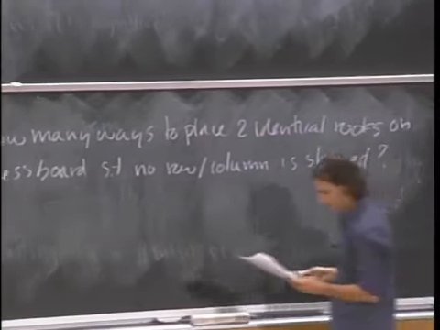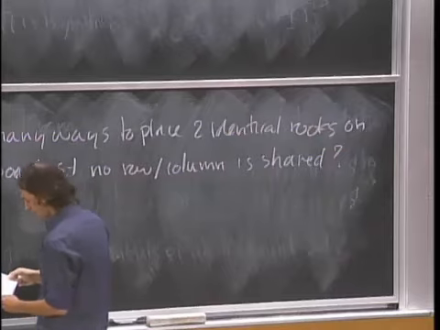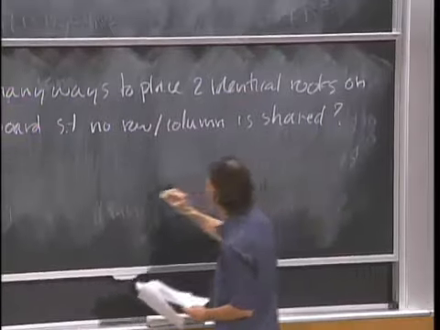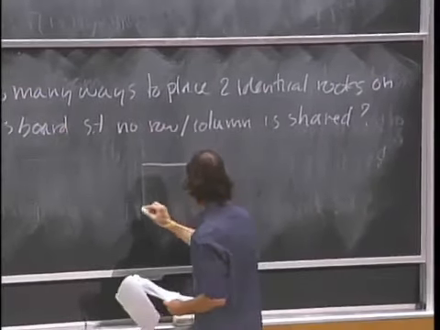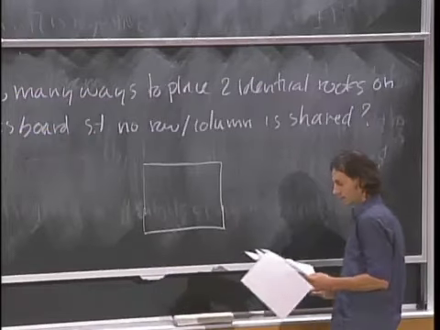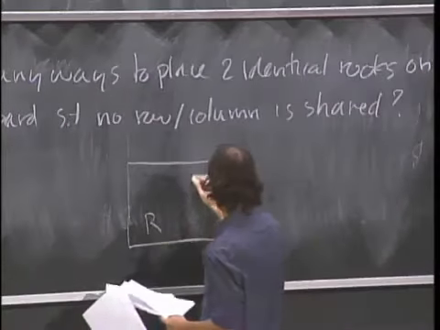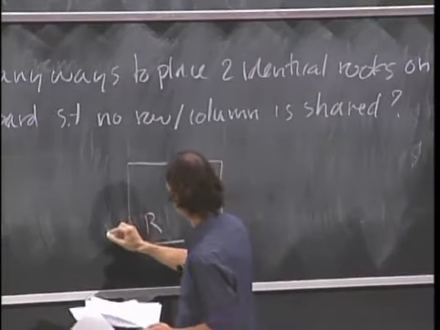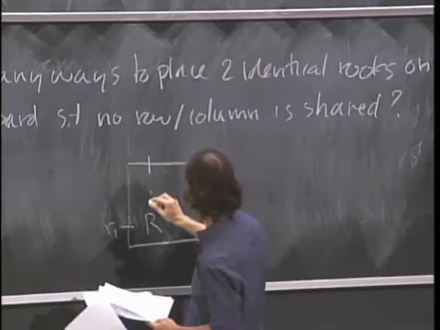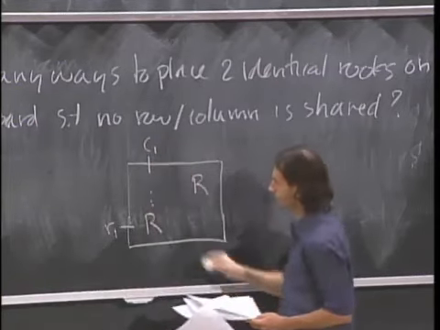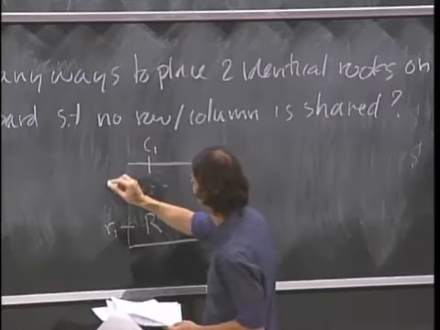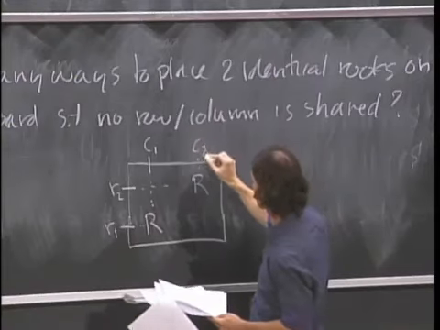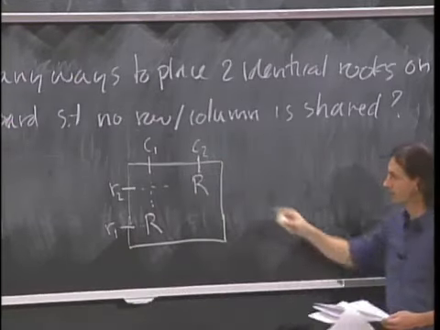So how can we do this? For example, let's look at a chessboard. And suppose we have a rook over here and a rook over here. And say the first rook is on row R1 and on column C1. And the second rook is on row R2 and on the column that is indexed by C2.